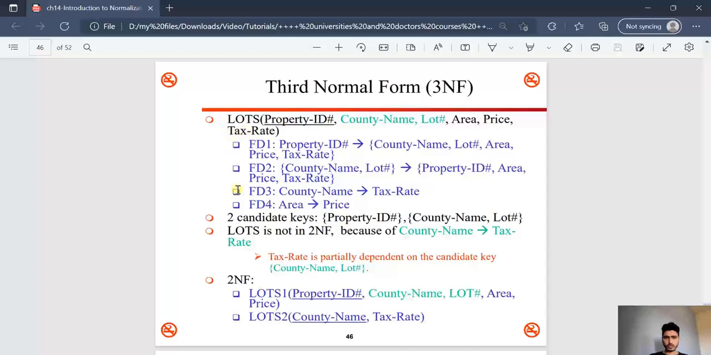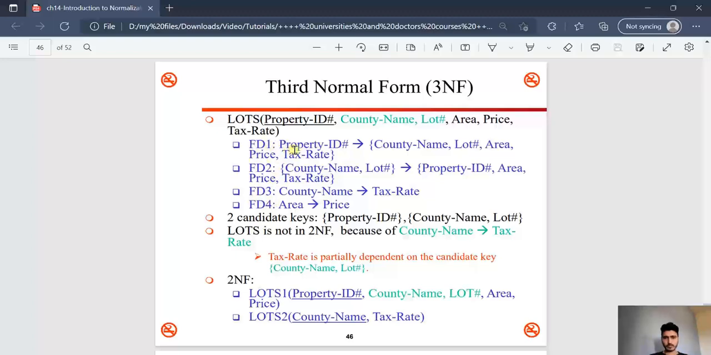Given the following functional dependencies, we have four functional dependencies. Before listing them, the question here is I want to convert this lots relation to 3NF. First, I want to make it in 1NF, then change it to 2NF, and then apply the 3NF rule on it. First of all, we want to list the functional dependencies given.